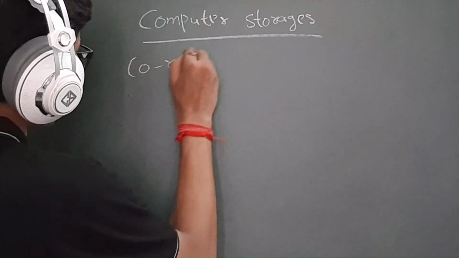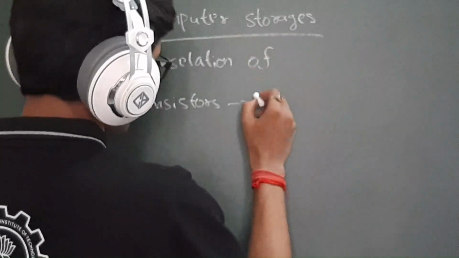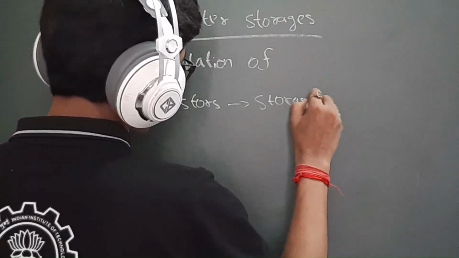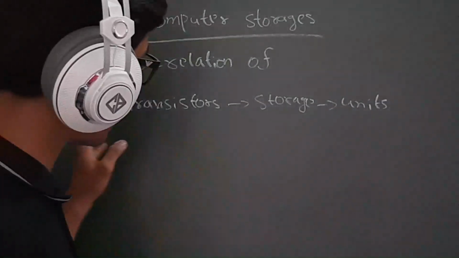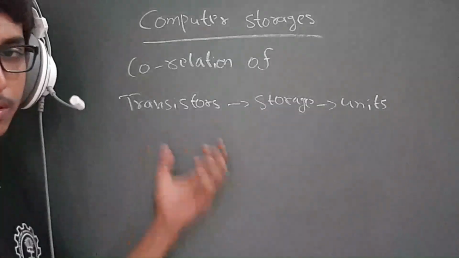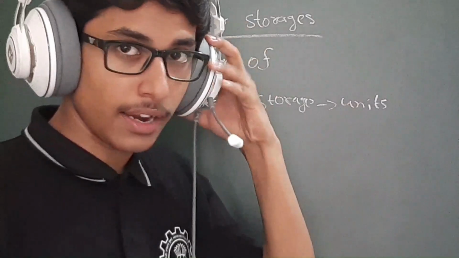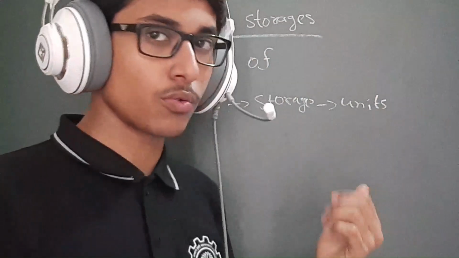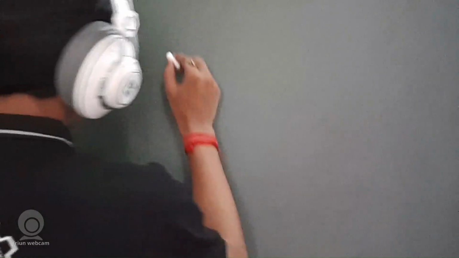We will be focusing on the correlation of transistors, computer storage, and their units. Units are one of the most important things. They all are correlated. So we will understand the basic nanomechanics of the transistors. We will understand how transistors are used to store data and how many transistors are used to store 1 gig of data. So first of all, let's learn about the nanomechanics of transistors.